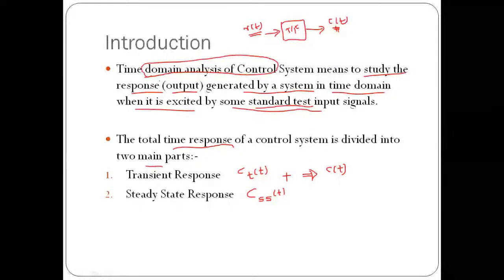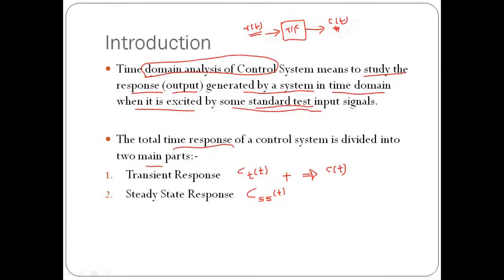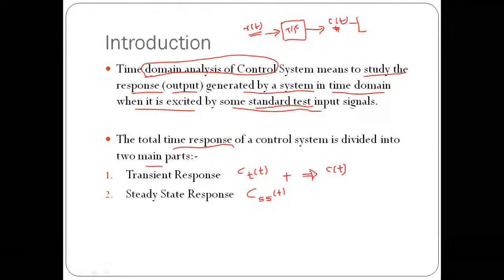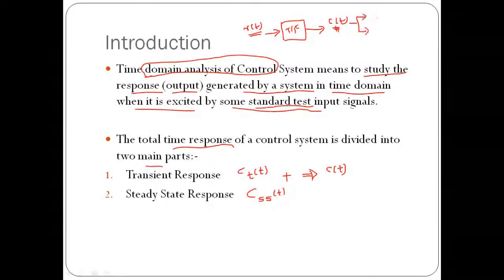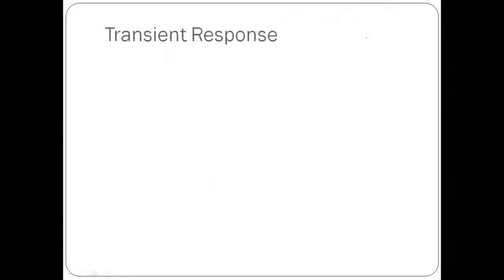That's it. Now the response that is generated by this particular system in time domain, we can have two main parts in it. The first one is called the transient response, and the second one is called the steady state response. Now let us try to understand each one of them in detail. What exactly is the transient response, and what exactly is the steady state response.